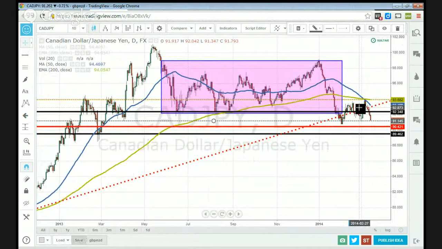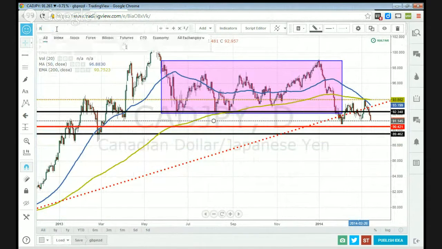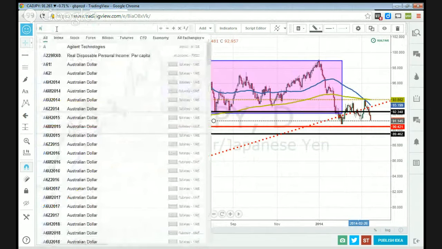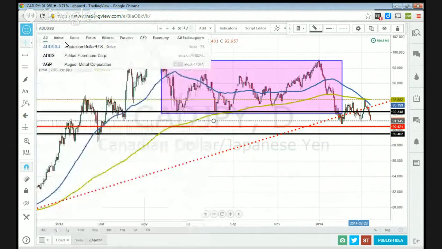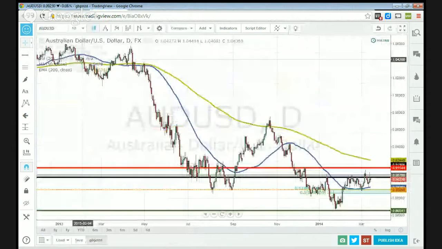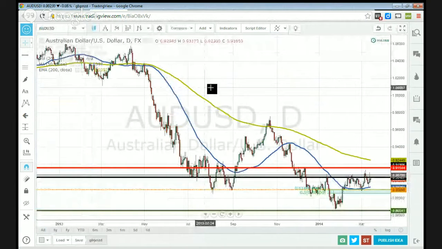Now the Australian dollar positions I have are doing a little bit better. There's Aussie US dollar. Okay, now this is actually really nice because we have that long wick candle here. So that's a bit encouraging. Let's take a look at it on the 4-hour chart.